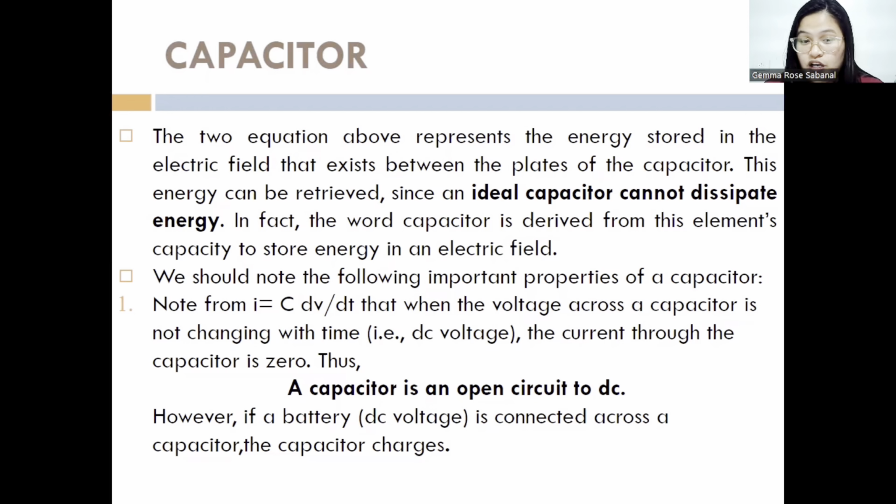And we should note the following important properties of a capacitor. Note from i = C dv/dt that when the voltage across a capacitor is not changing with time, like for example DC voltage, the current through the capacitor is 0. Thus, a capacitor is an open circuit to DC. However, if a battery or DC voltage is connected across a capacitor, the capacitor is charged.